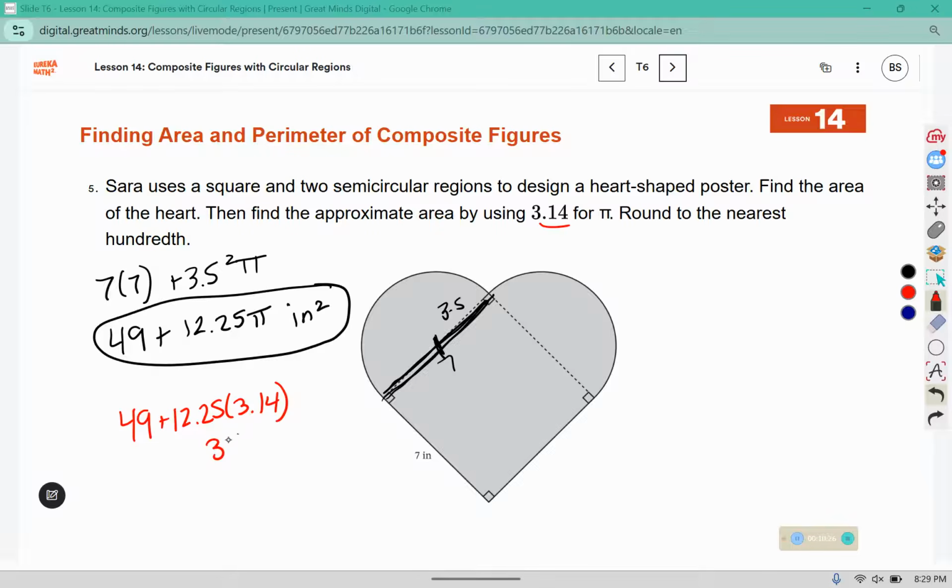which is 38.465, and add that to 49, giving us 87.465, and round it to the hundredths place. The 5 makes the 6 go up, so this is 87.47 inches squared.